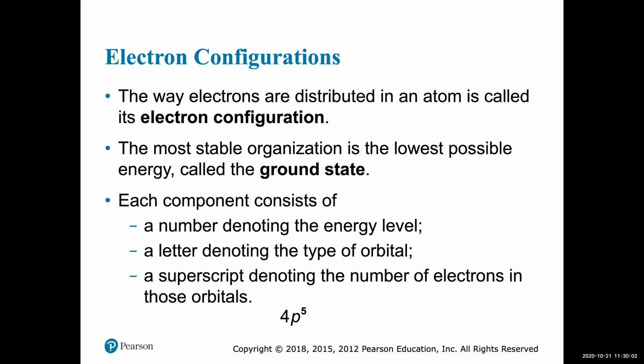And so when we write this out, we have a number which tells us the energy level. So in this example down at the bottom, that's the 4. A letter denoting the type of orbital, that's the p. And then the superscript tells us how many electrons are present in those orbitals. And in this case, it's 5. So what this 4p5 tells us is that in that 4p level, in that p orbital, we have 5 electrons.